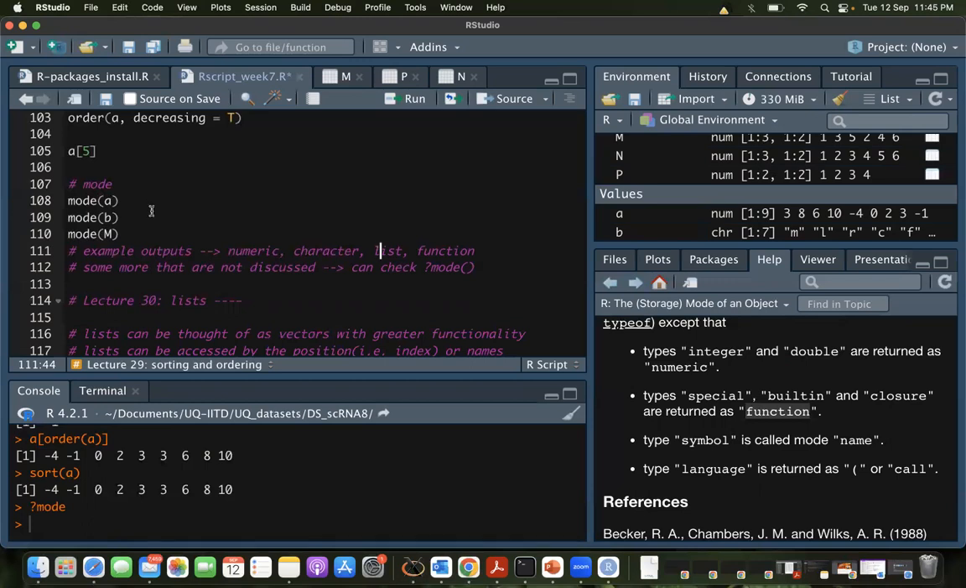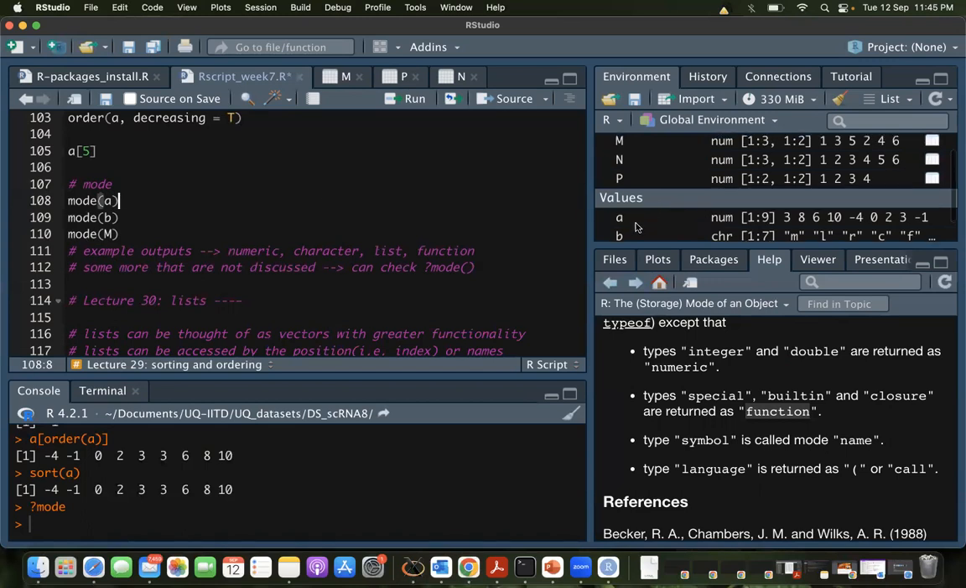It's not telling you if it's a vector or if it's a data frame like that. Okay. So A here, that was a vector, but it's a numeric vector. And likewise B here, that's also a vector, but it's a character vector. So it gives you character. M was a matrix, but it's a numeric matrix.